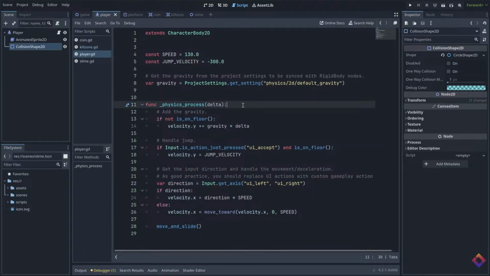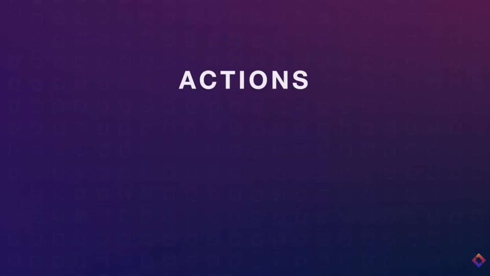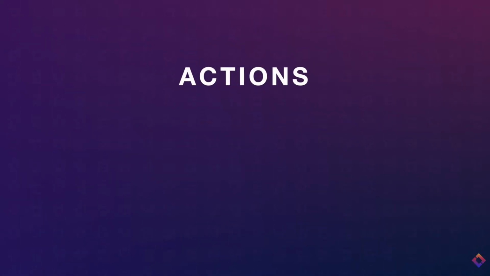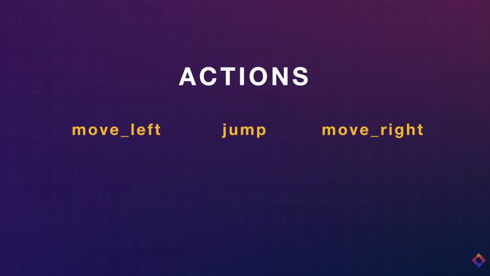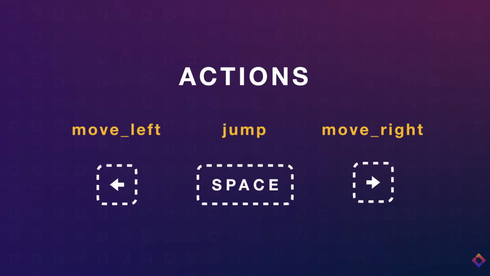Now let's start by rebinding some input keys. For this, Godot uses an action system. We create actions for anything we want to do in the game. Jump is an action, so is move left or move right. We can then bind keys to these actions.